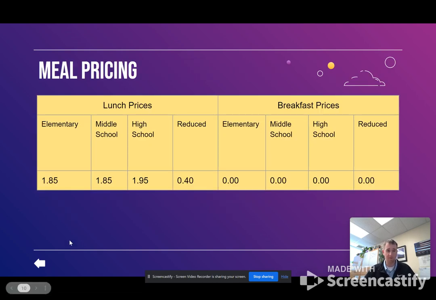Meal pricing for elementary school is $1.85 per meal, and middle school, $1.85 per meal. For high school, it's $1.95 per meal, and the reduced price is 40 cents. And then breakfast prices for our district are still free.